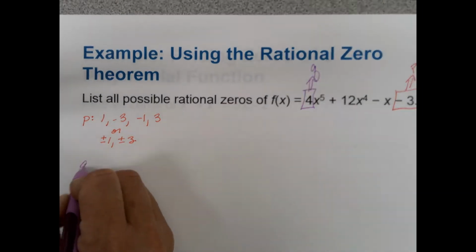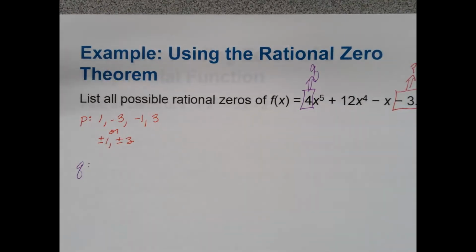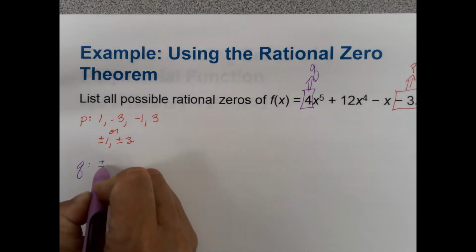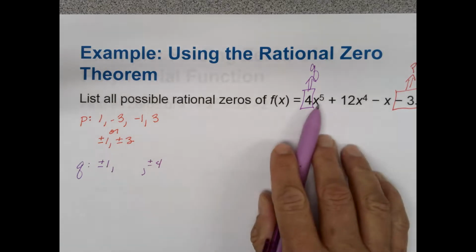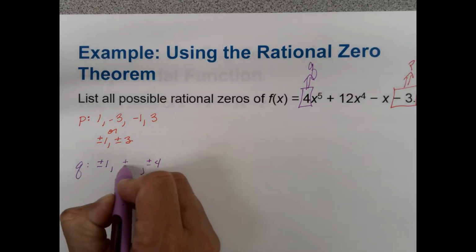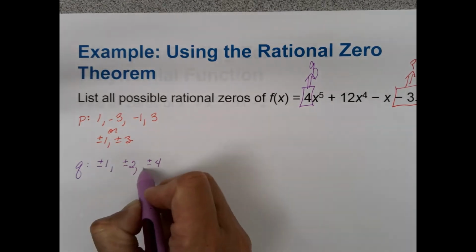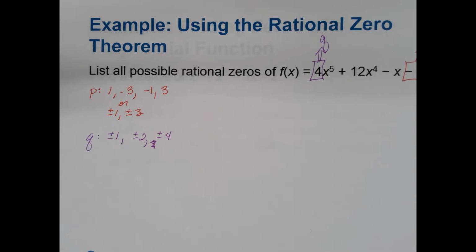Now our Q's are numbers that multiply to give us 4. So 1 times 4, or -1 times -4, right? So plus or minus 1 with plus or minus 4. But also 2 times 2 and -2 times -2. So plus or minus 2 goes in there as well. Okay, so those are our Q's. List all possible rational zeros.